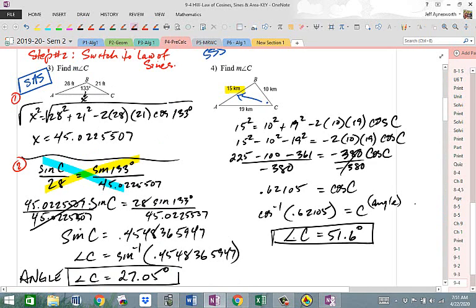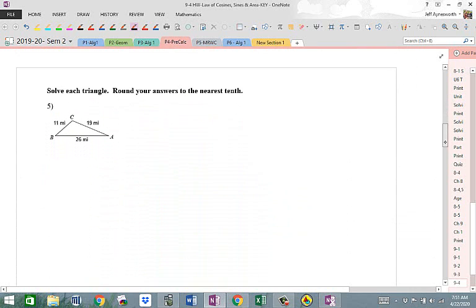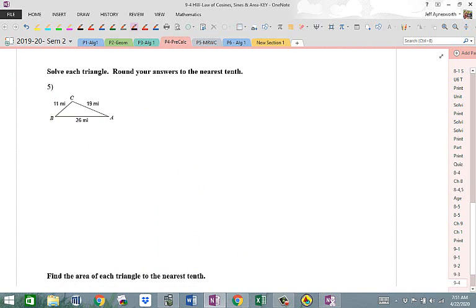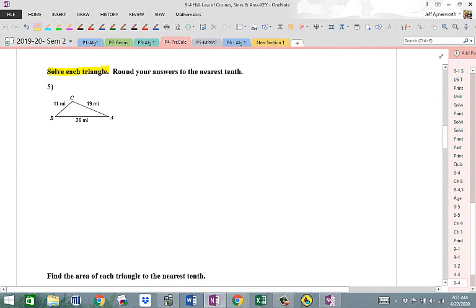There we go. So sometimes, depending on the information, some problems are more difficult than others. Keep that in mind. Now this one, when it says solve the triangle, as you know from previous lessons, that means you have to find all the information in the triangle: all three sides and all three angles. Here I don't know any angles, but I know all the sides. So I need to find the angles, and I'm always going to start with the largest angle first.